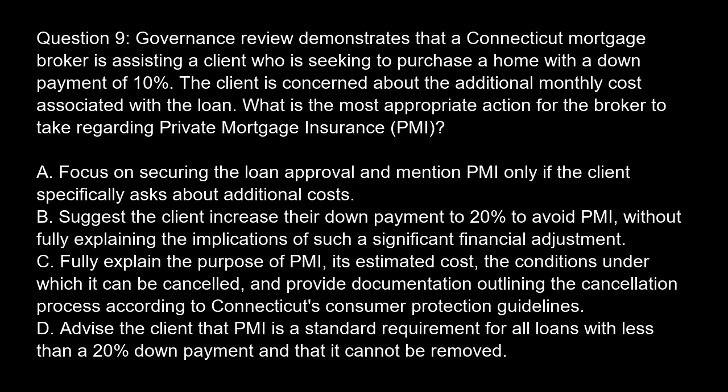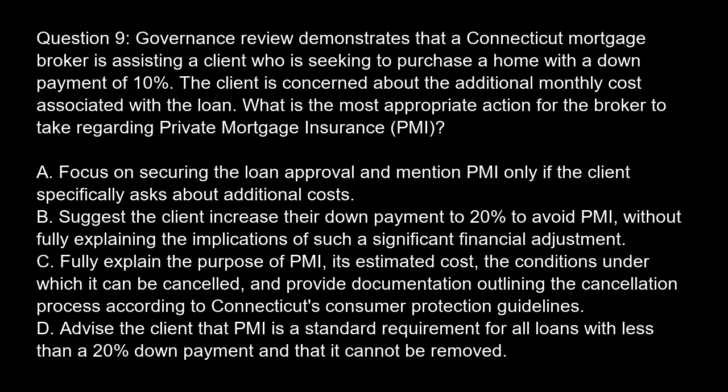Option A. Focus on securing the loan approval and mention PMI only if the client specifically asks about additional costs. Option B. Suggest the client increase their down payment to 20% to avoid PMI, without fully explaining the implications of such a significant financial adjustment. Option C. Fully explain the purpose of PMI, its estimated cost, the conditions under which it can be canceled, and provide documentation outlining the cancellation process according to Connecticut's consumer protection guidelines.